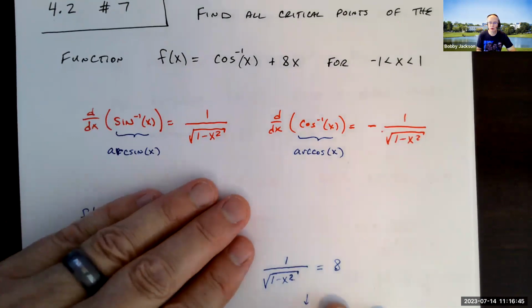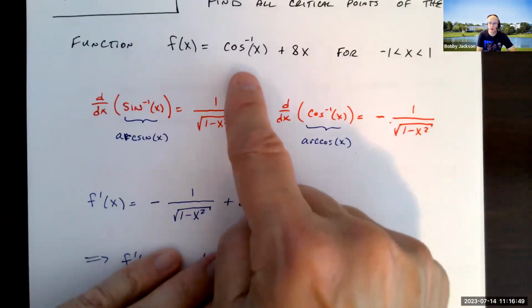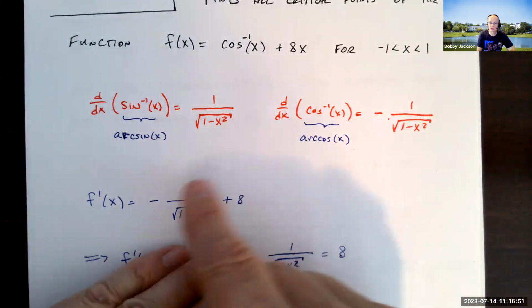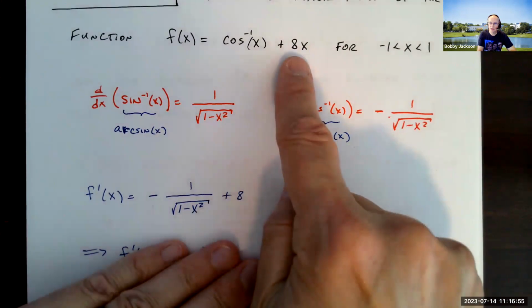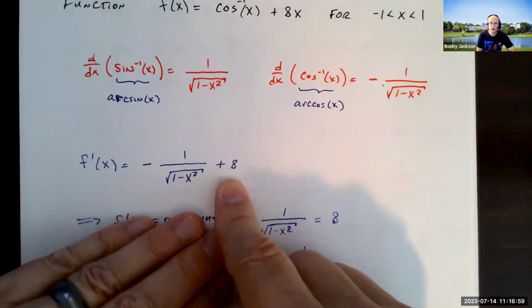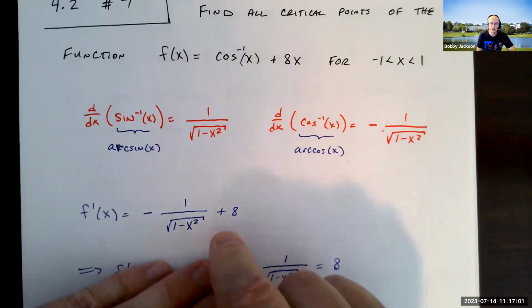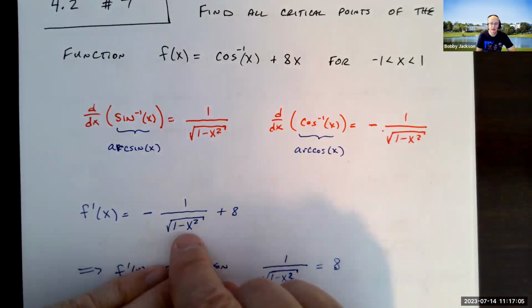Okay, so let's find the derivative of this function in order to find the critical points, right? So the derivative of the arc cosine function is -1 divided by the square root of 1 minus x squared, and the derivative of 8x is easy, as 8. So the critical points, remember, are where the derivative is either 0 or undefined. Now you'll notice that the derivative is undefined when x is either positive or -1, right? Because you would be dividing by 0 here.